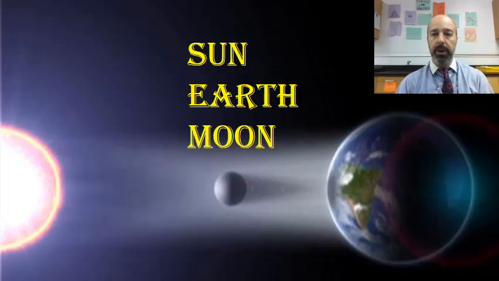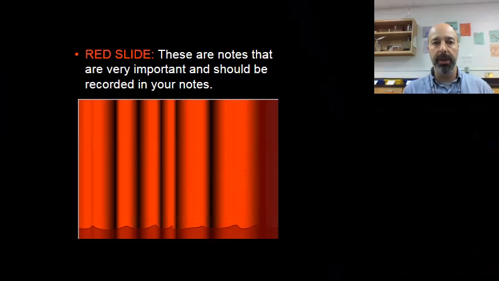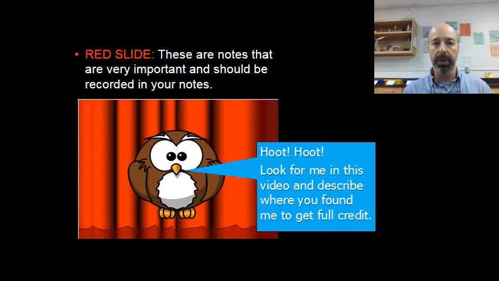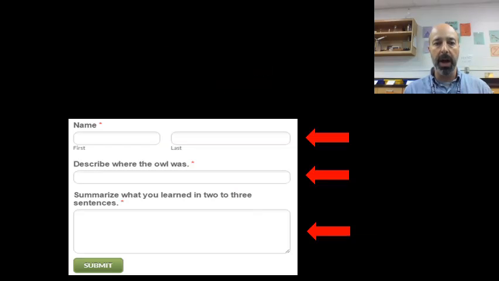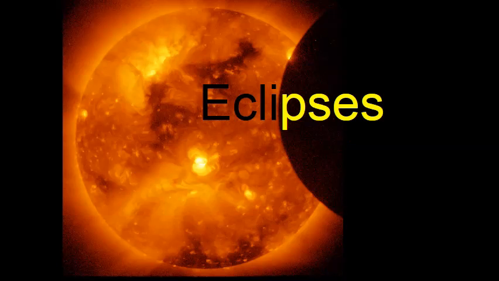All right, this week we're going to continue on with our astronomy unit, and we're going to zoom in and focus on interactions between the sun, Earth, and moon. Energy. Don't forget to take notes on the red slides. You should have the notes handouts to go with this. And don't forget to look for the owl and summarize what you learned at the end.